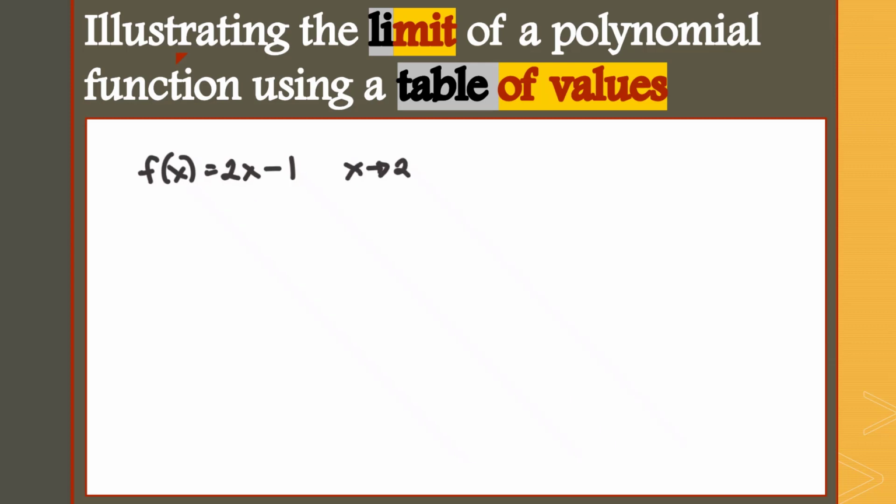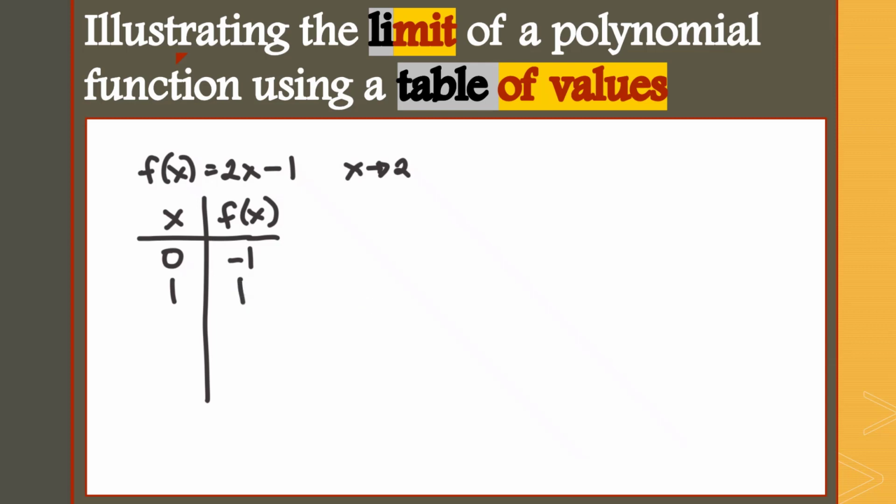Let's try the values to the left of 2. Let's use this table here. If x is 0, the value of f of x, when 0 is substituted into our given function, 2 times 0 is 0, we have negative 1. If we use another value approaching 2, let's say 1, from the left, 0, 1 until 2, the value of f of x will be 2 times 1, which is 2, minus 1, that's 1.